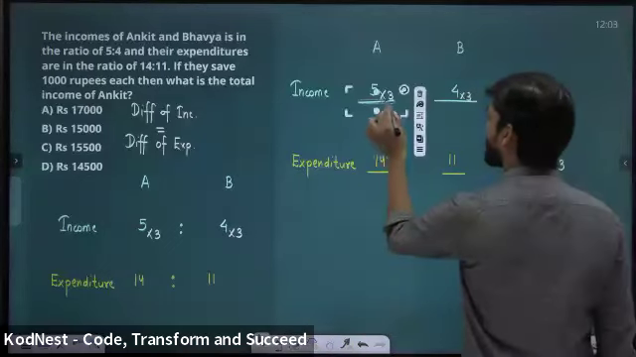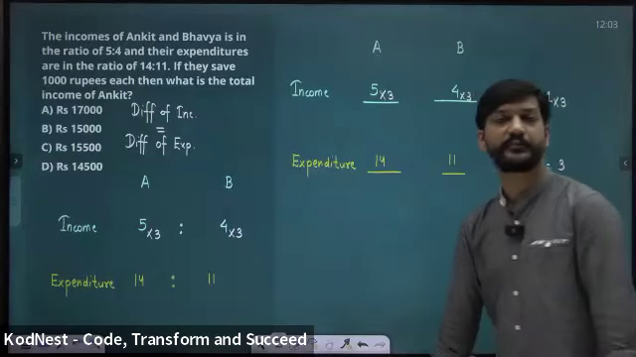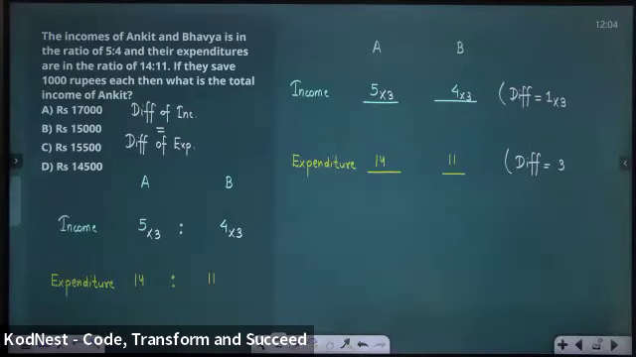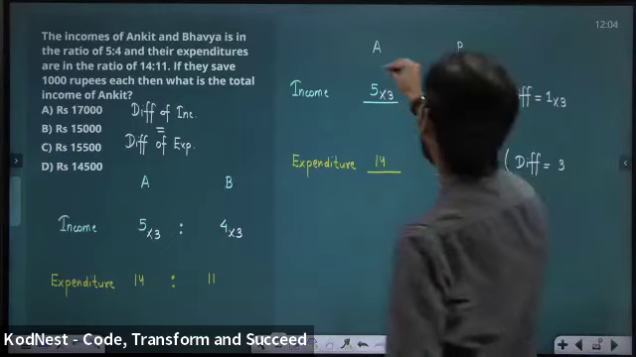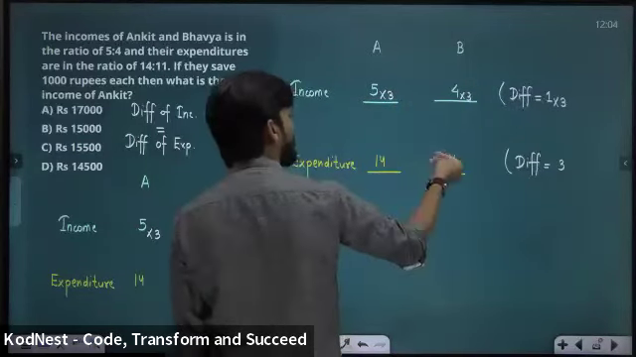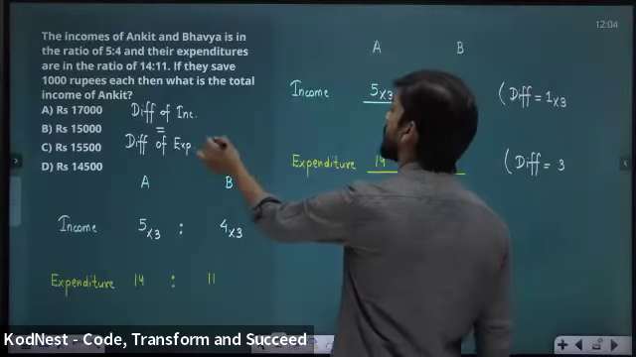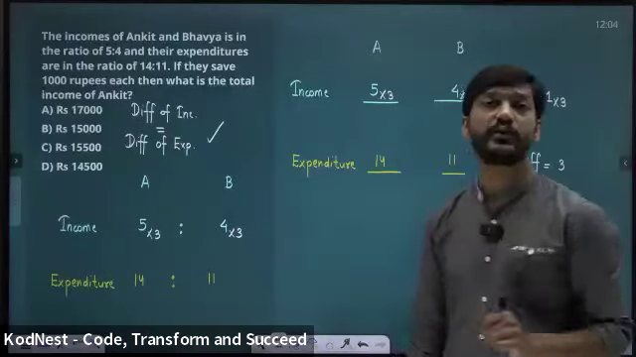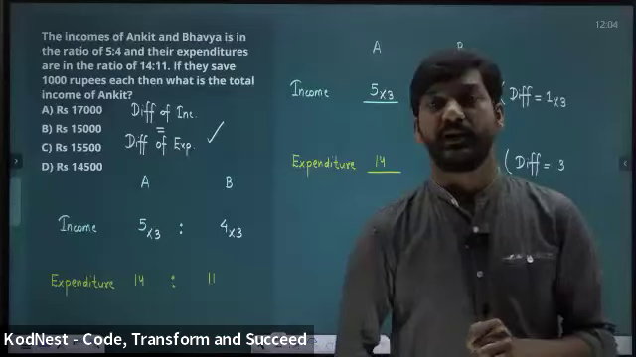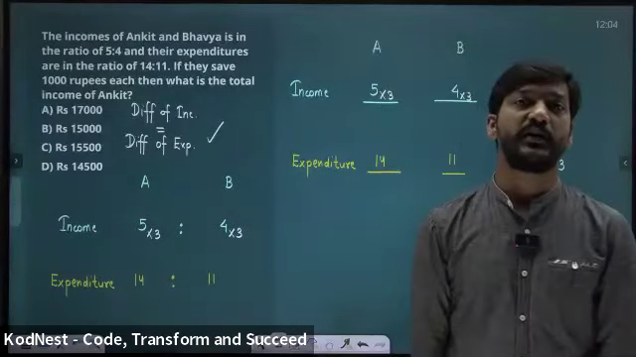Is it the same now? Check please. Carefully check. Is it the same? Yes. Sir, 5 into 3, 15. 4 into 3, 12. 15 minus 12, 3. 14 minus 11, 3. Sir, yes. The condition is satisfied. So the first thing we have to always do is check the condition. A little bit of modification was required, but yes, the condition is now satisfied.